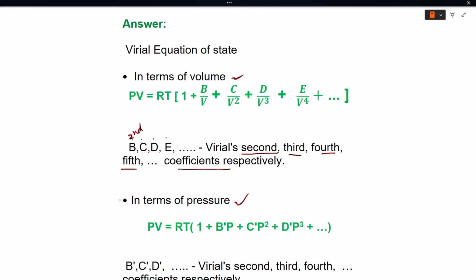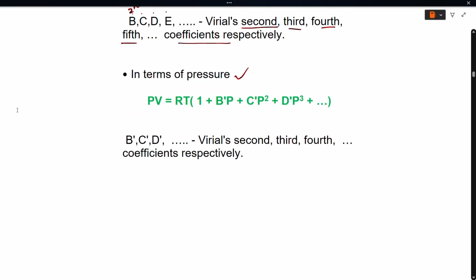Now, in terms of pressure, the virial equation is PV is equal to RT into 1 plus B prime P plus C prime P square plus D prime P cube plus etc., where B prime, C prime and D prime are virials. Again, this is the second one and next is the third one and this will be the fourth, virial coefficients respectively.